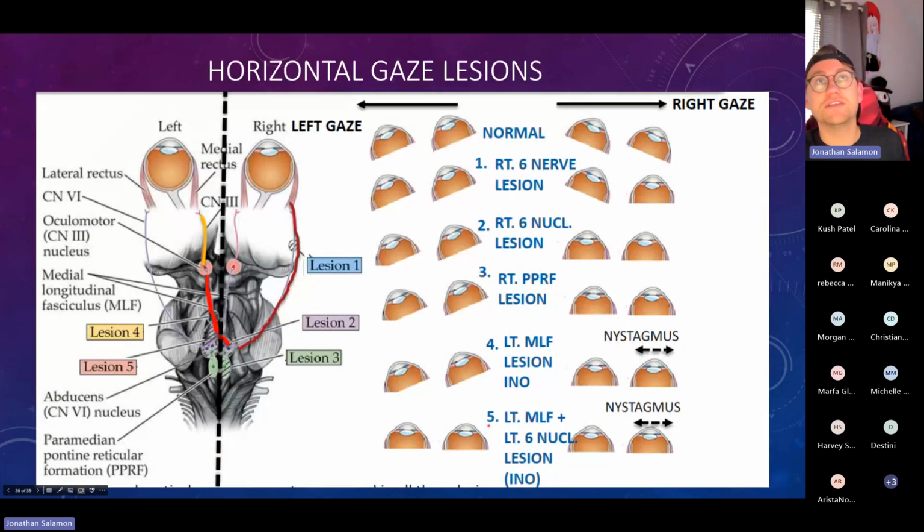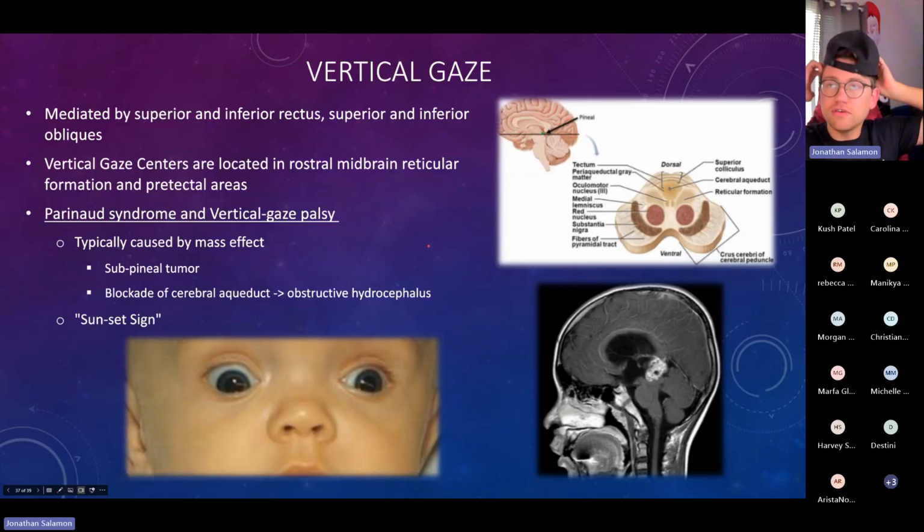Are we good on this? Someone give me a thumbs up. No, it's okay. This is probably the second most complicated thing in this whole semester because it requires you to know so many other things. All right, cool. All right, so then vertical gaze. Oh, wait.